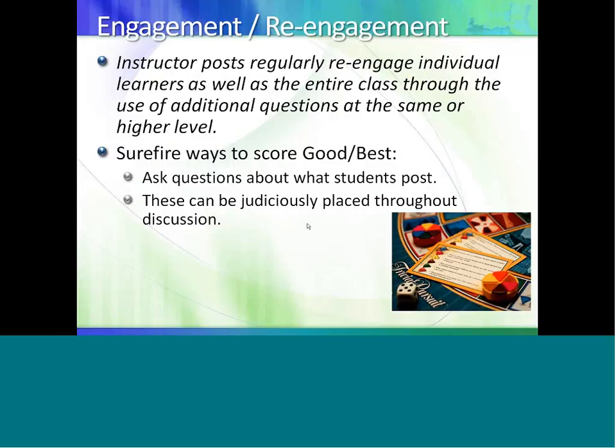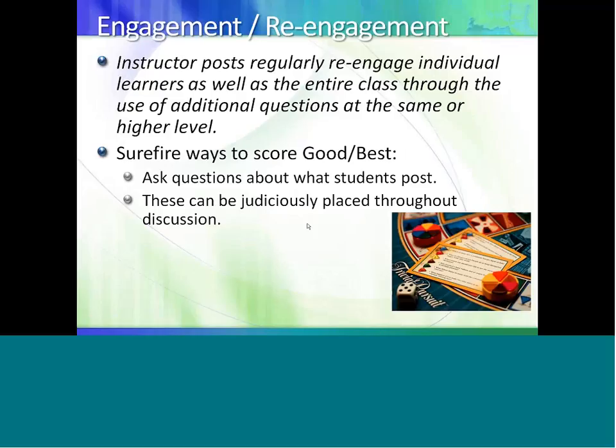The last category we're looking at today is engagement and re-engagement. The wording on the rubric that we're following is that the instructor posts regularly re-engage individual learners as well as the entire class through the use of additional questions at the same or higher level. So we're basically looking to see if there are some questions being asked back to the students.